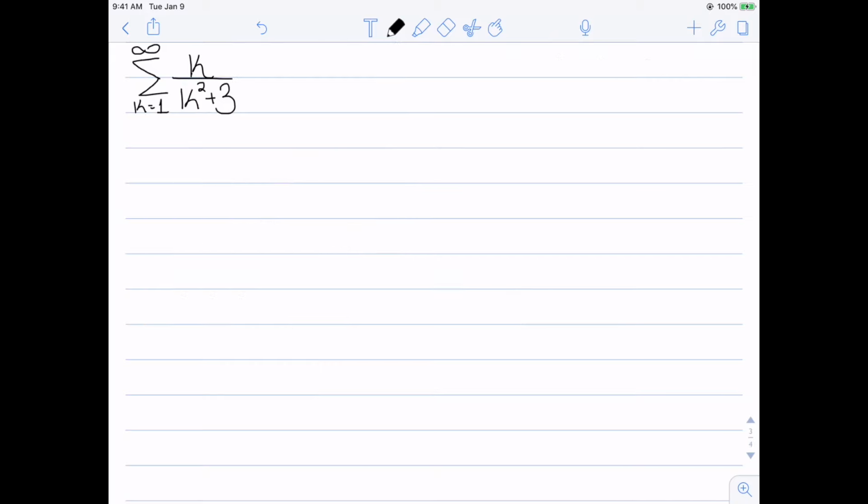I'm now looking at the summation from k equal to 1 to infinity of k over k squared plus 3. When I look at my comparison, I only consider the terms with the highest powers. So I'm only considering the sum of k over k squared, which is the same thing as the summation of 1 over k. And we know that the summation of 1 over k diverges by our p-series test.